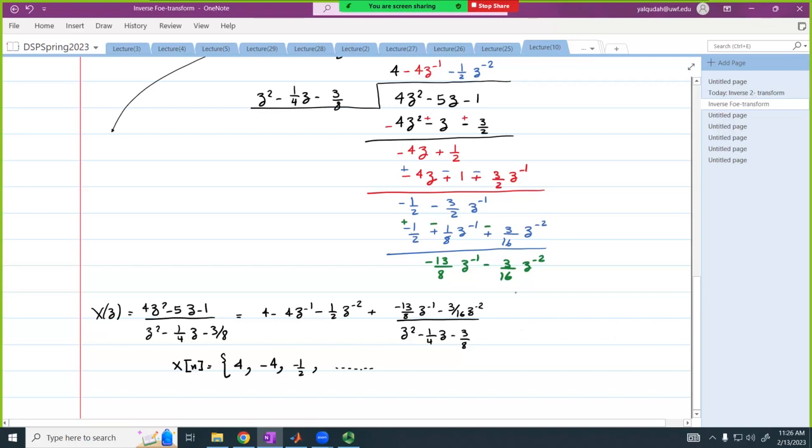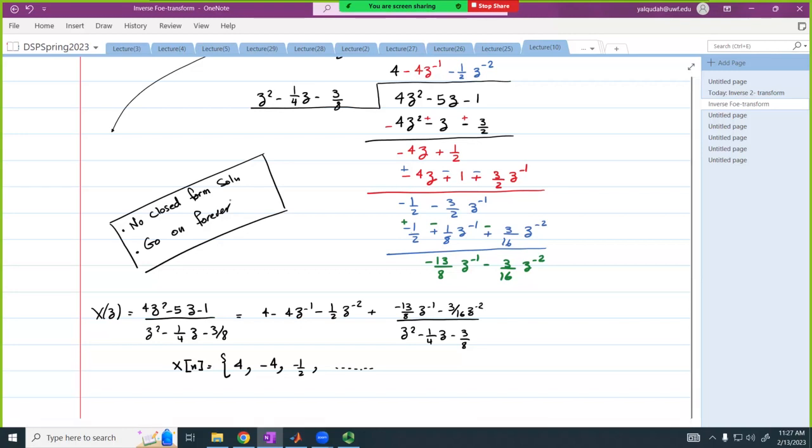So therefore we can write here, this does not have a closed form solution, and it might go on forever. Make sense? However, if I'm only interested, for instance, in x of n when n is equal to 0 and 1, the first two or three terms, it might be a quick method just to calculate it. Okay.